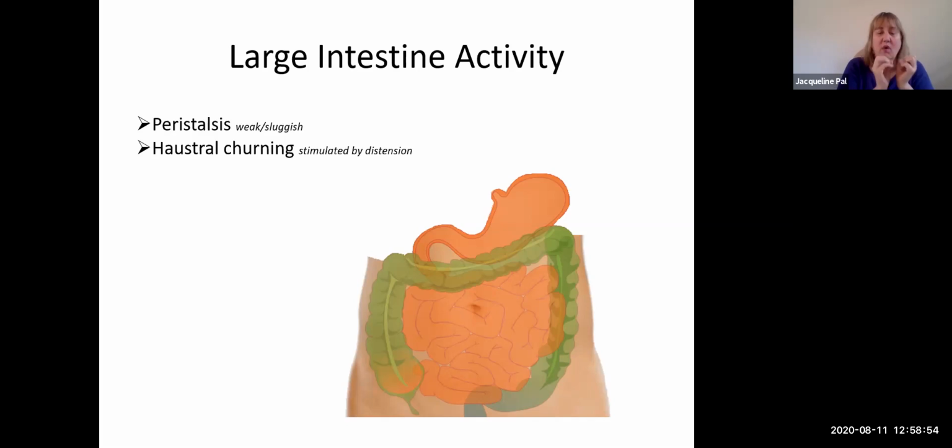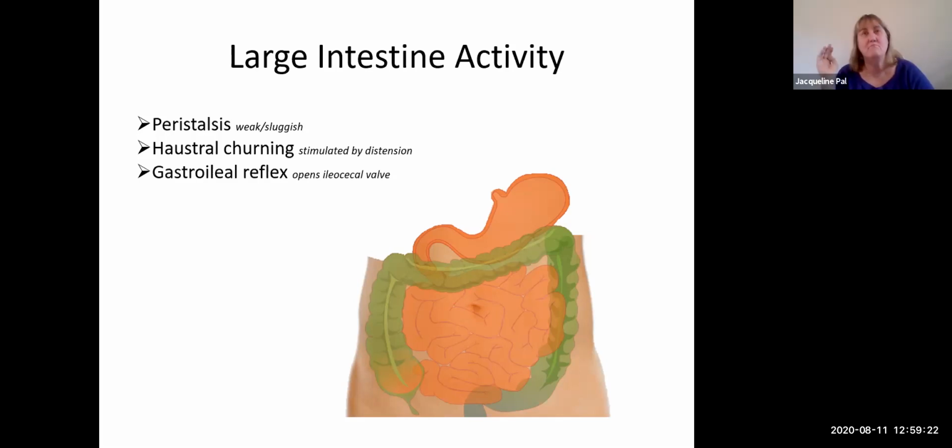In other words, when fecal material goes to an area and distends it, that gives nerve stimuli, which causes churning inside the haustrum, kind of like what we were having with segmentation in the small intestine. But the small intestine didn't have haustrum, so haustral churning means inside one area, we are going to be kneading the material that's in that area.